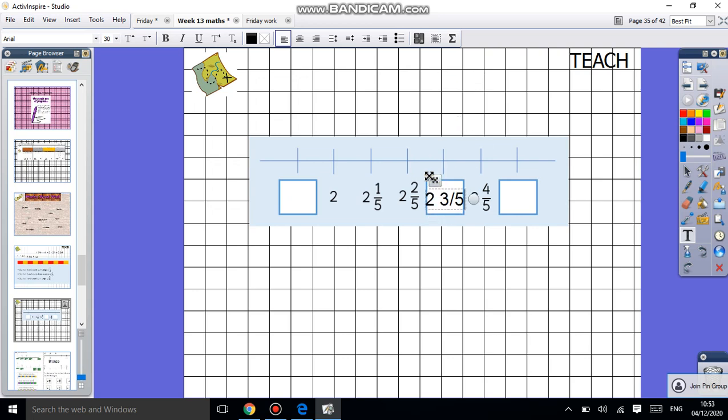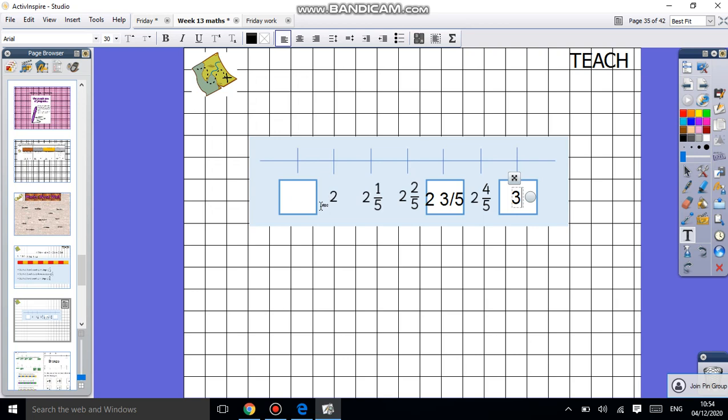Does this follow my pattern? Yes, it does, because then if I add another 5th, I get 2 and 4/5. And then if I add another 5th, I get 2 and 5/5. But we don't say 2 and 5/5, do we? We say 3, because 5/5 is a whole one.